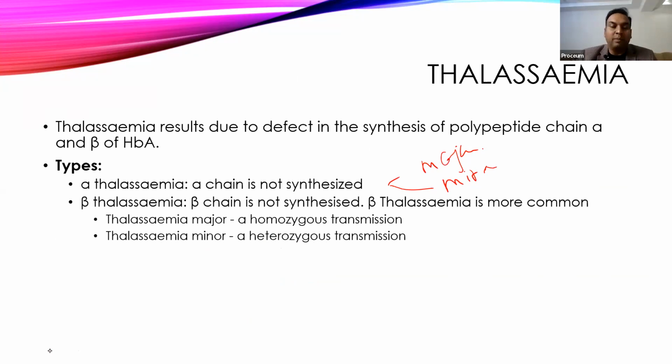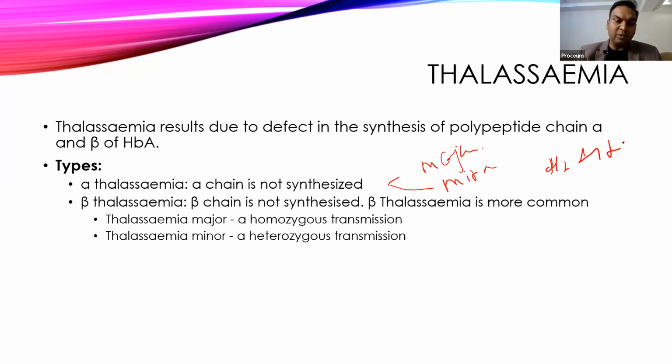But alpha thalassemia minor you can see normally, and that person will live a normal life with a mild type of anemia. And in this case, you will see a hemoglobin which contains 4 gamma chains. Instead of 2 alpha 2 beta, it contains 4 gamma chains, and that is called Bart hemoglobin or hemoglobin Bart.